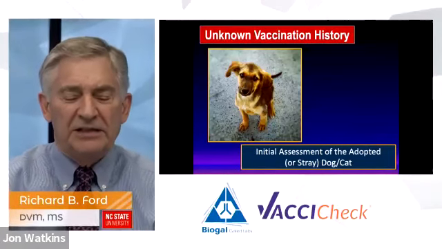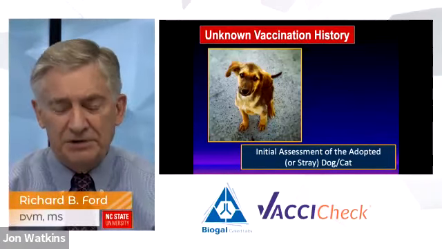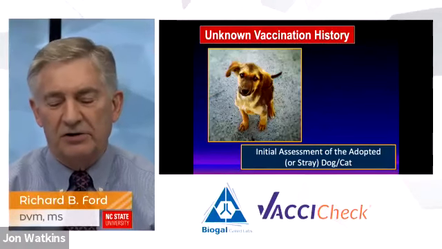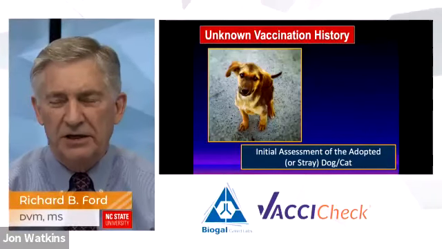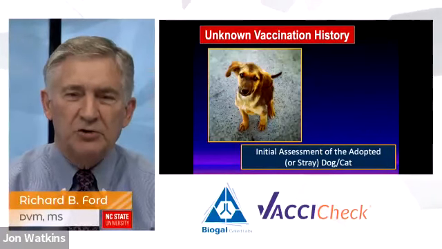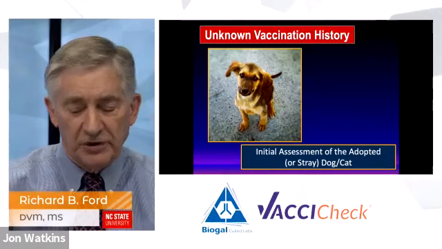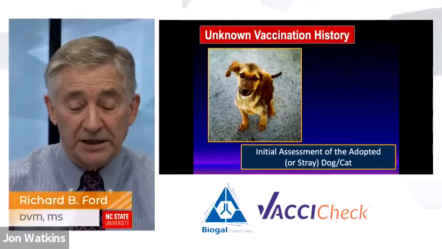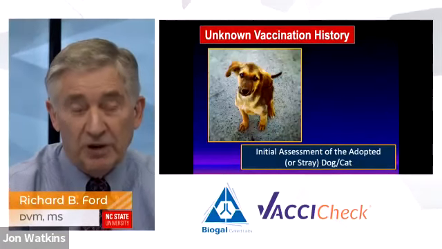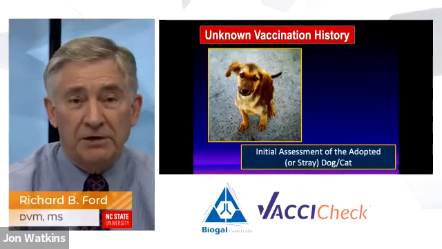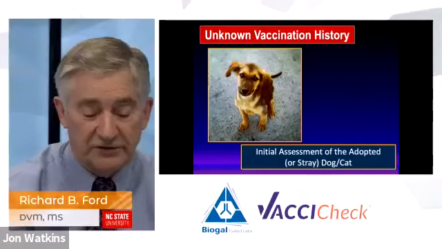So in the initial assessment of an adopted or a stray dog that has no known vaccination history, a reasonable resource for you is to test them for antibody to these diseases. If they're negative on any one of them, at this point I would recommend a booster dose of vaccine.